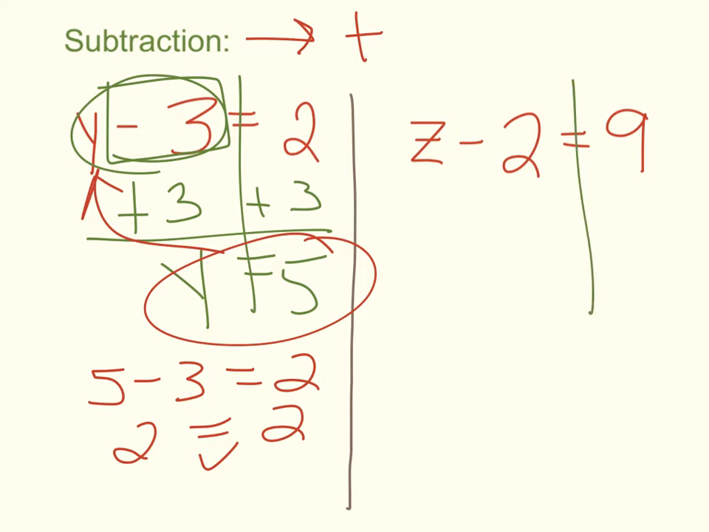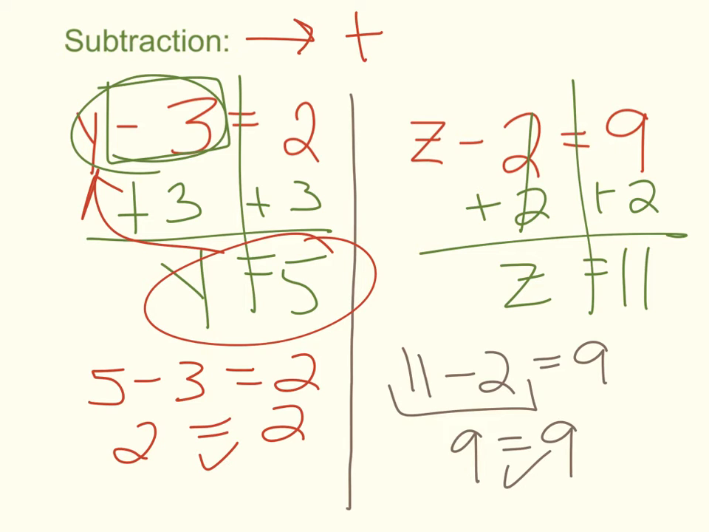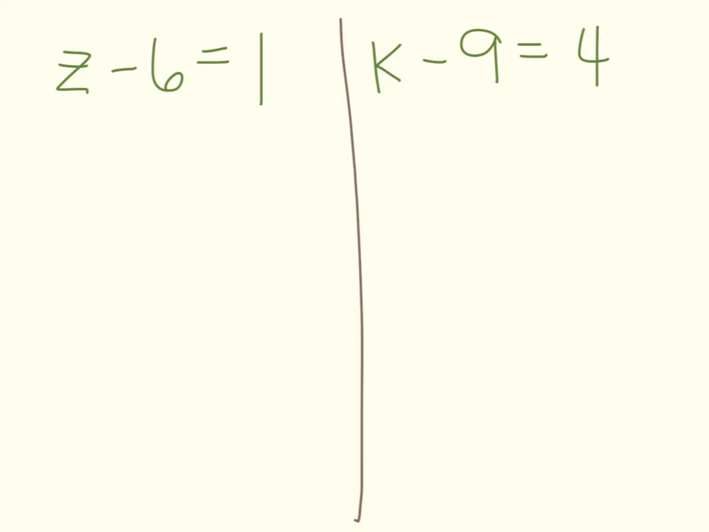Take a look at our second example. Z minus 2 equals 9, so we're going to add 2 to both sides. These cancel, and I'm left with z. Z equals 11. When I go to do my check, I have 11 minus 2 equals 9. 11 minus 2 is 9, and 9 is equal to 9, so that works as well. So inverse operation, keep your sides balanced. Let's take a look at these examples.